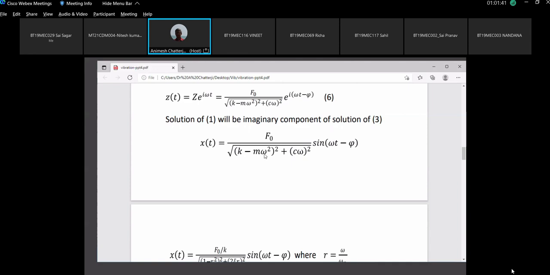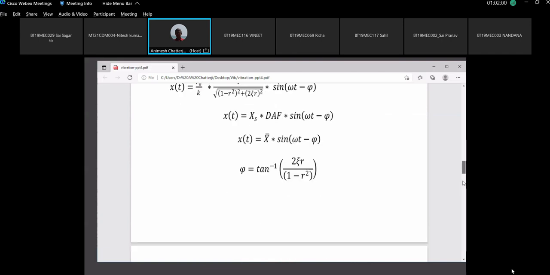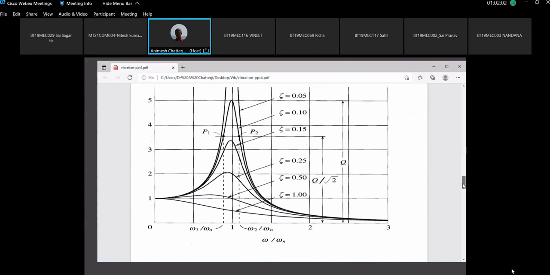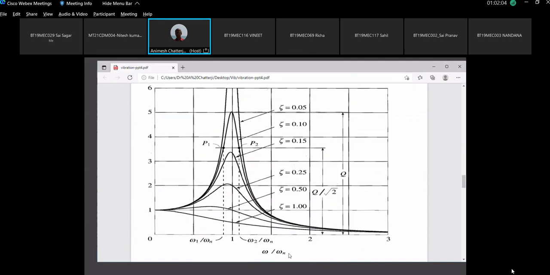No, I don't have control on omega, sorry. It depends on the speed of the motor, but I can have some different kind of control. So what I study is how this vibration amplitude varies for different omega by omega n ratio and different damping. So this is the graph, how it varies.